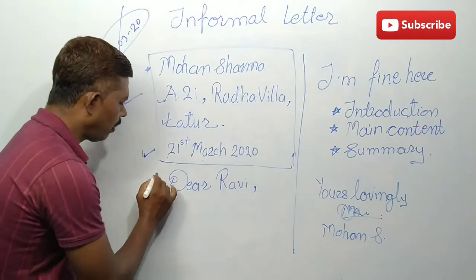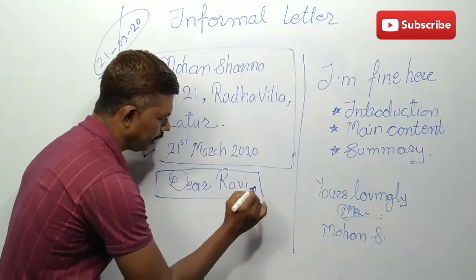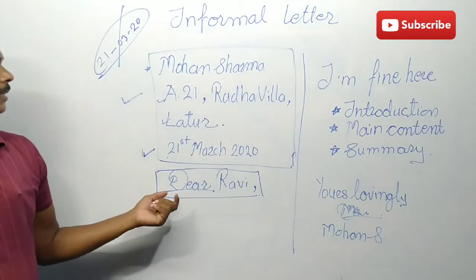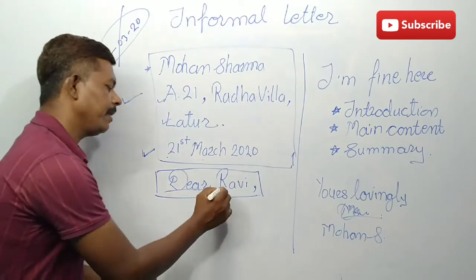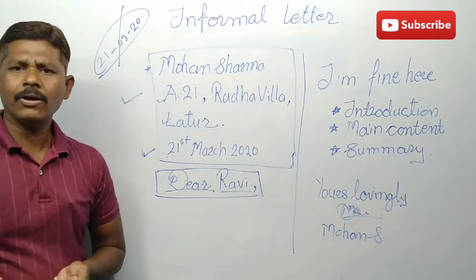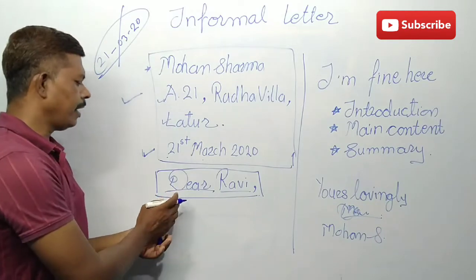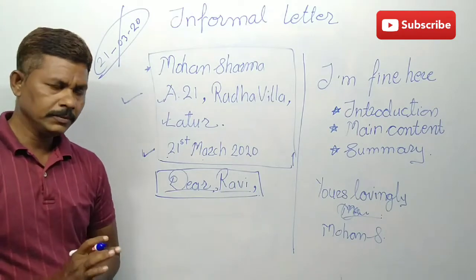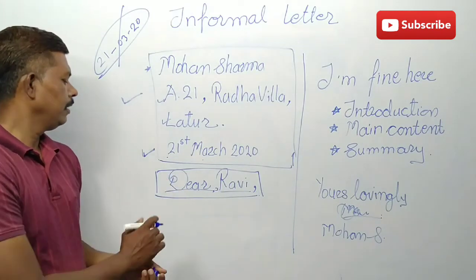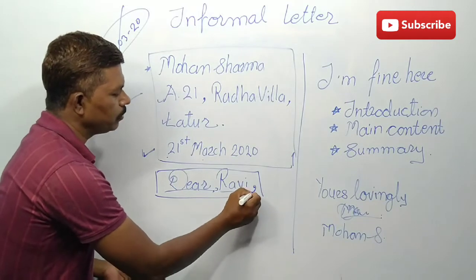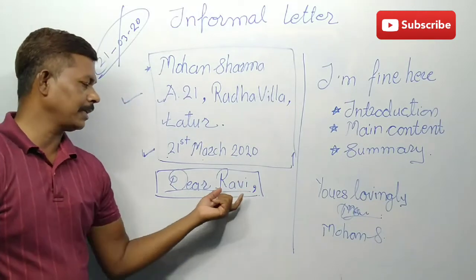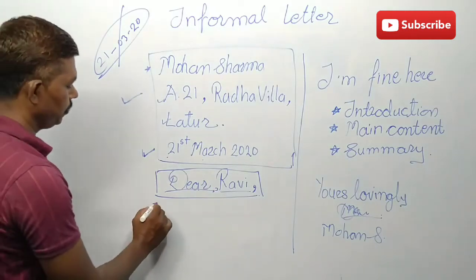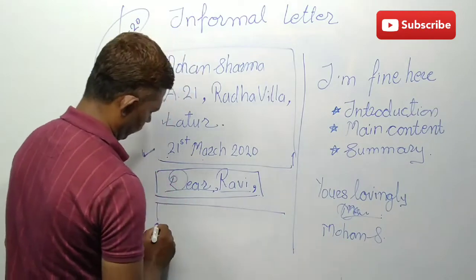Later, the next part of your letter is the salutation. Just use dear and the name of your friend. You start your salutation with dear, then the name, and don't forget to put a comma at the end of your salutation. That's all, finish. While writing the body matter of the letter, you should start from here.